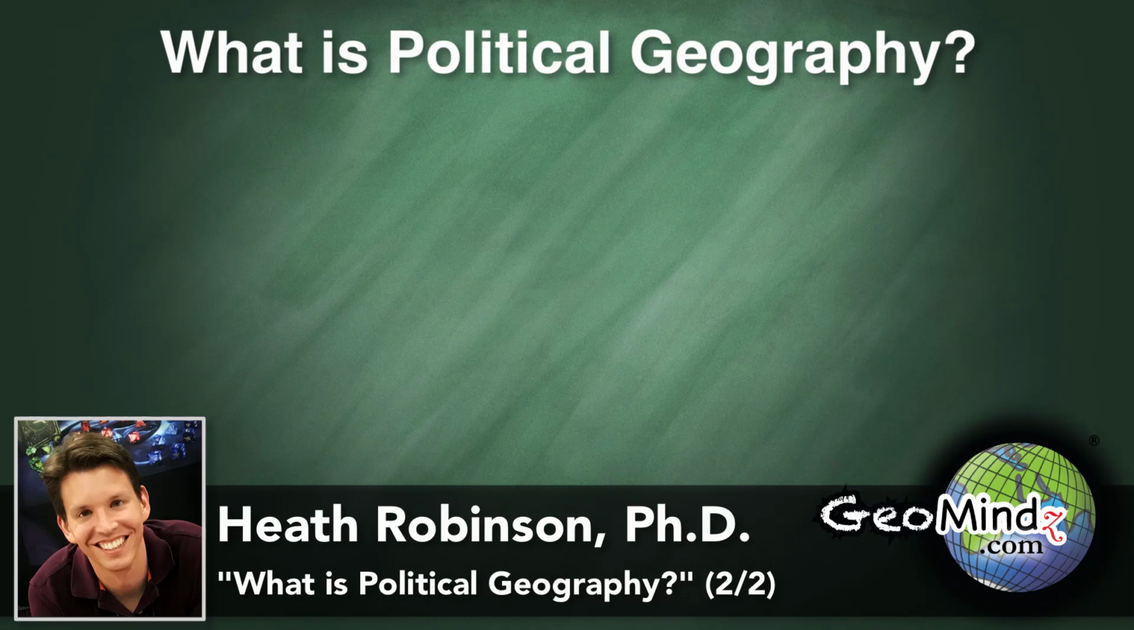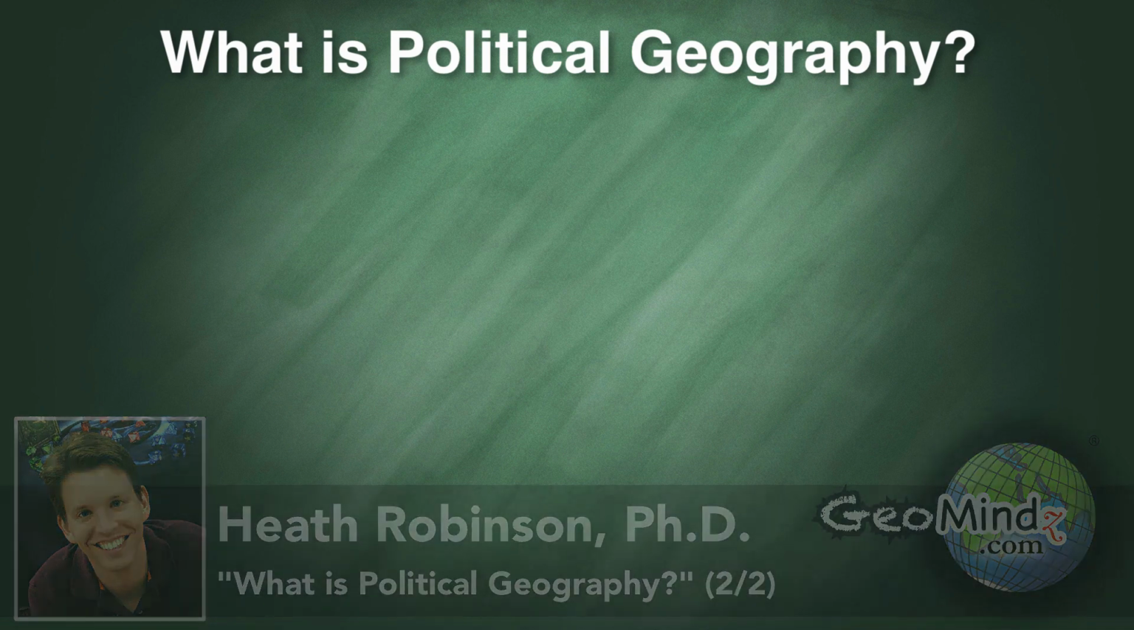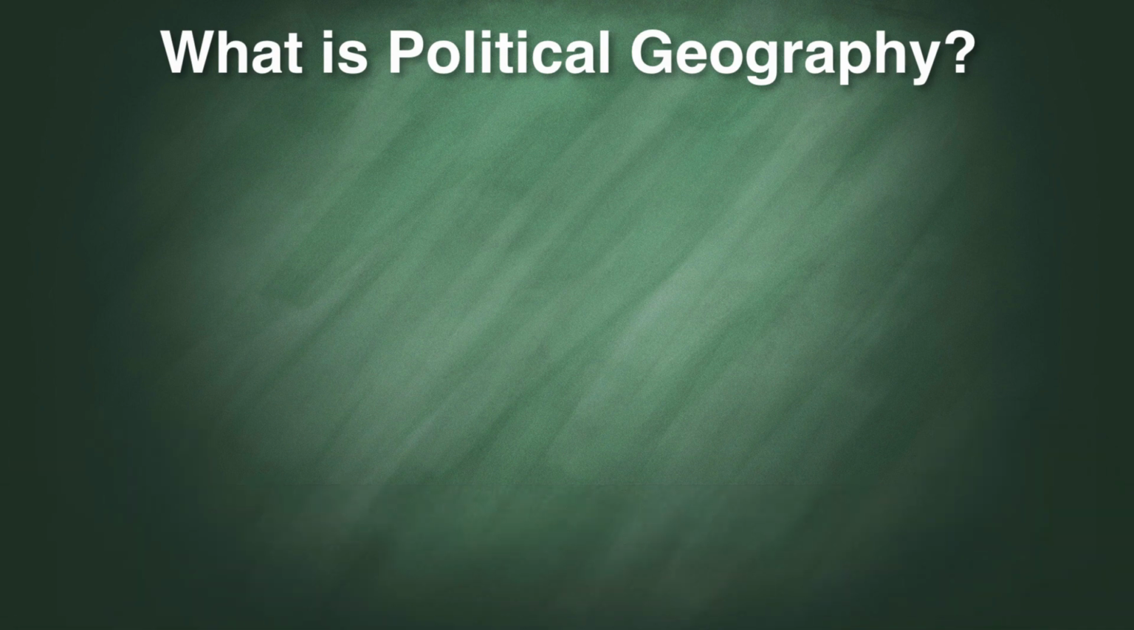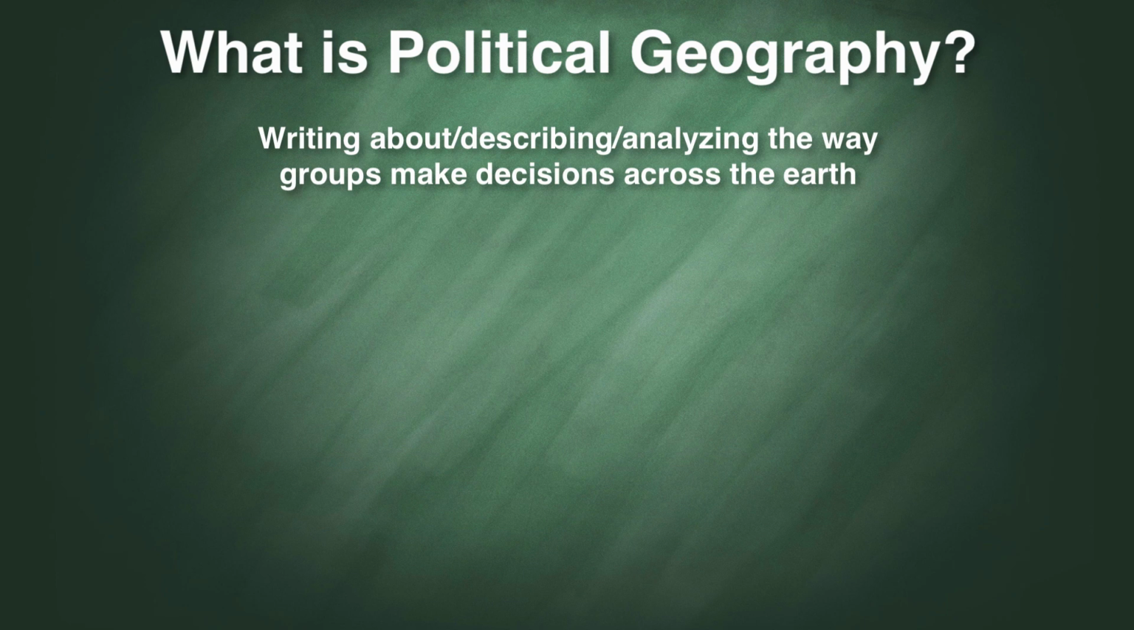In the last lesson, we were talking about what political geography is, and we started that discussion by trying to define what it means for something to be political. So let's put our definition of politics, the methods of group decision-making, with our understanding of geography in order to come up with something that political geography is about. If we start to combine the terms literally, we must be talking about writing or describing the ways that groups make decisions across the earth.